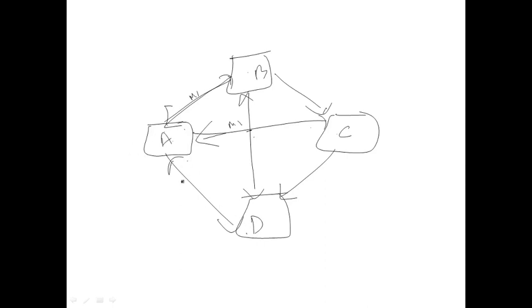Again this is the medium, and in this case this is the sender and this is the receiver. If A wants to send to B, A is the sender and B is the receiver. If B wants to send to C, then B will be the sender and C will be the receiver. So this way we can call it a network.